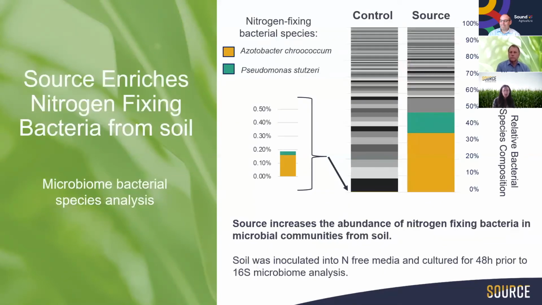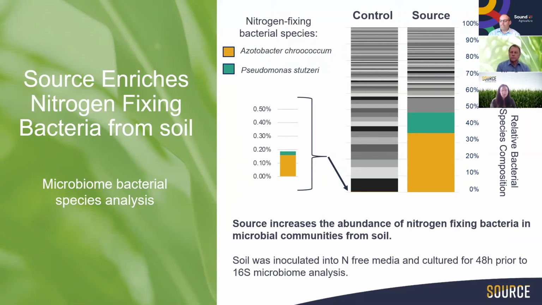And finally, what we'll look at here are soil microbes that were cultured in nitrogen-free conditions, treated in a control, and then treated with SOURCE. So the composition analysis shows that in the control treatment, 2 known nitrogen-fixing bacterial species, Azotobacter and Pseudomonas, were detected, but not abundant. In the presence of SOURCE, these 2 known nitrogen-fixing bacterial species are abundant and detectable in nearly 50% of the composition in this sample. So this gives us a great amount of assurance and confidence that SOURCE is indeed enriching the nitrogen-fixing bacteria in the soil.